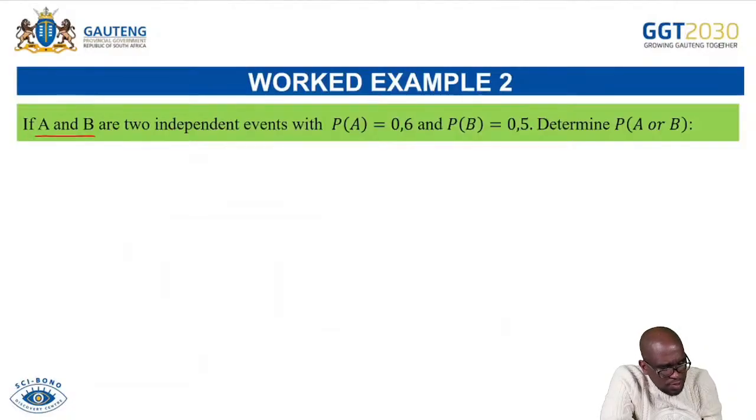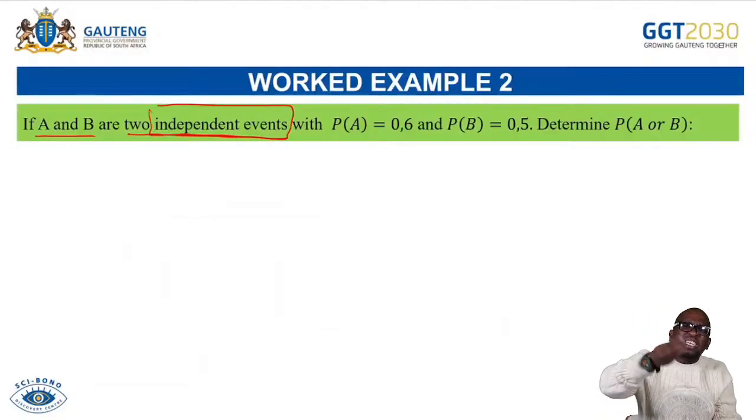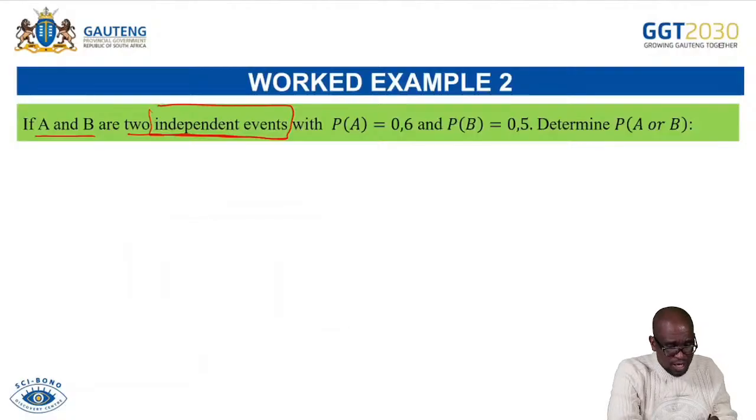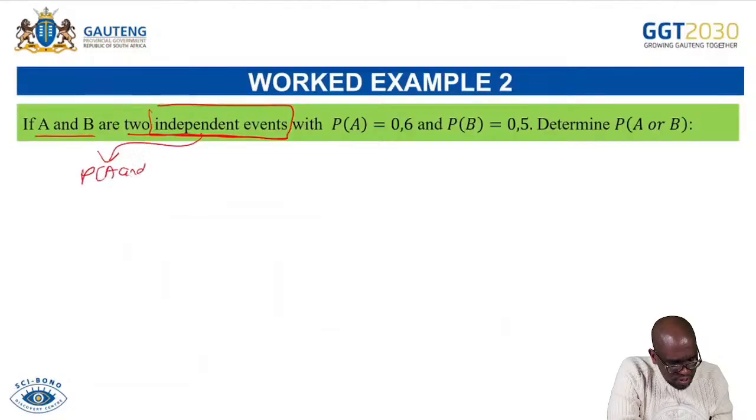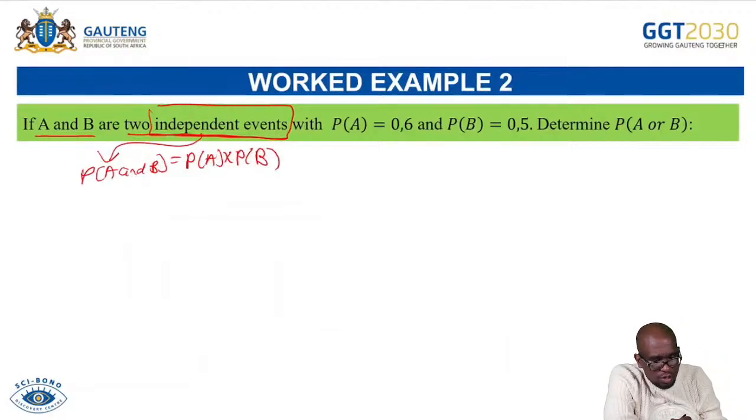If events A and B are two independent, here it's very, very important that you highlight the key words, as you have studied them in probability. They are two independent events. What do you know if events are independent? Probability of A and B should be the probability of A times the probability of B. That is what you know, all right?